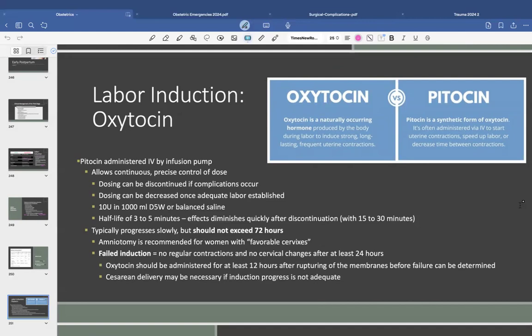Typically, labor induction is a slow process. It should not exceed more than 3 days or 72 hours. If you start to induce labor, we expect the baby to be born within a 72-hour period. Amniotomy is recommended for women with favorable cervixes, and amniotomy is basically the rupture of the membranes. If you go in and rupture the membrane yourself, it's an artificial rupture of membranes.